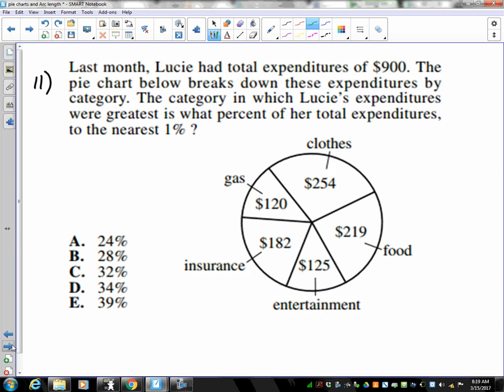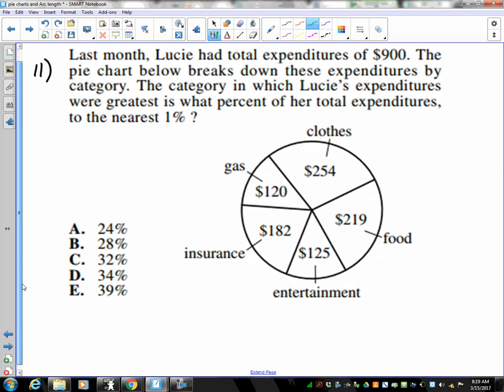Okay, now we've got a little circle graph here. So I'm going to use a lot of part to total relationships here, proportions, to figure this out. It says last month, Lucy had total expenditures of $900. So that's pretty important here, that in terms of money, the total is $900. I'm going to use that in the proportion probably.